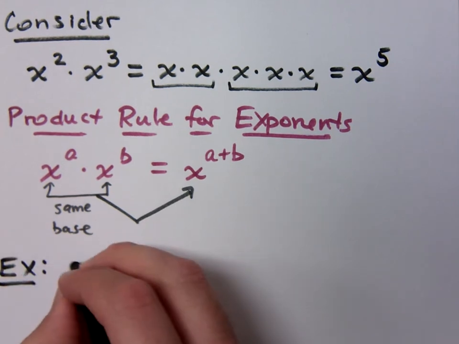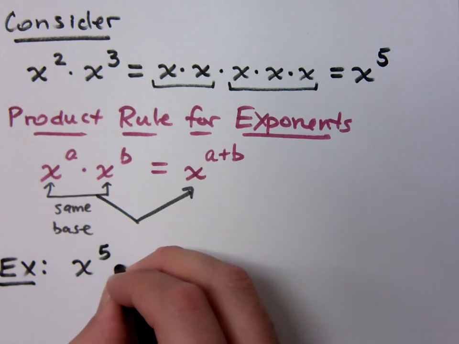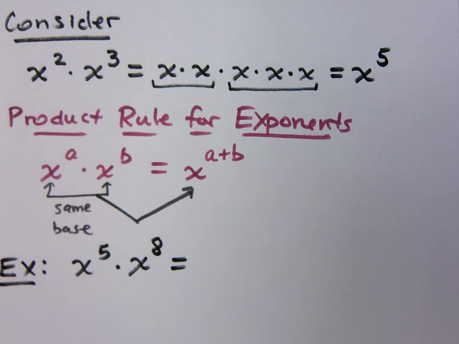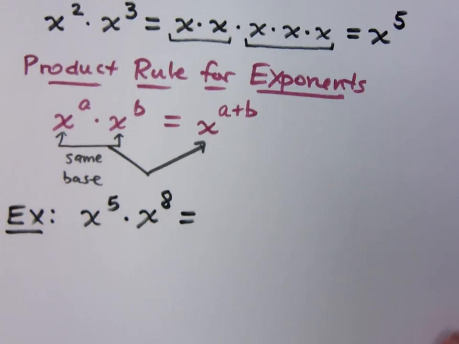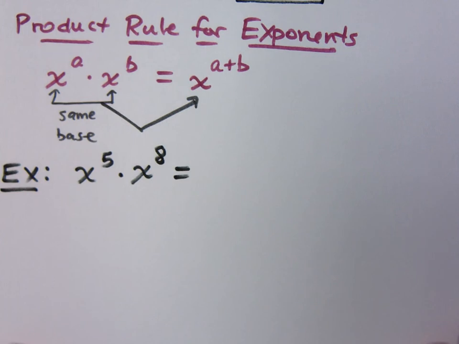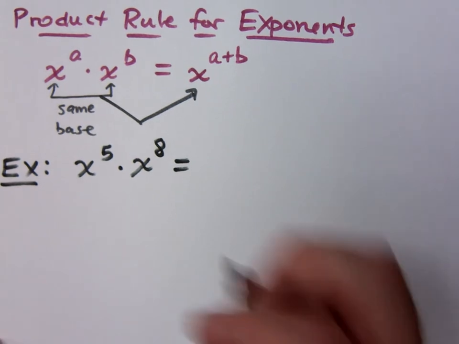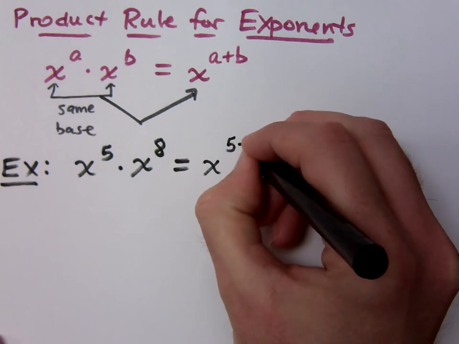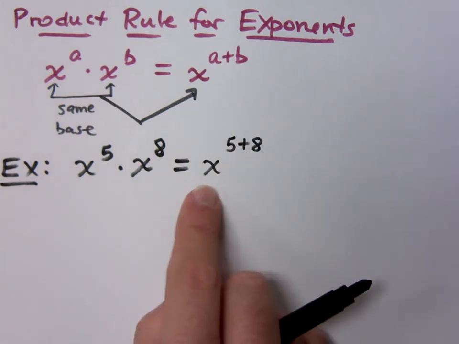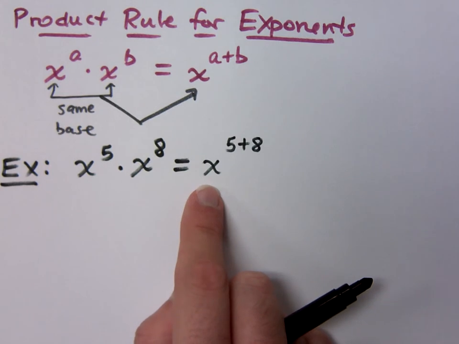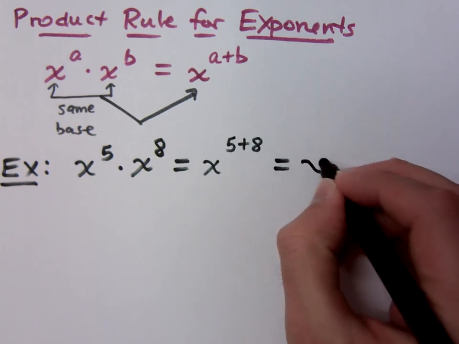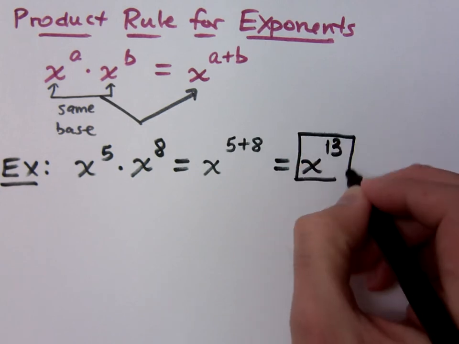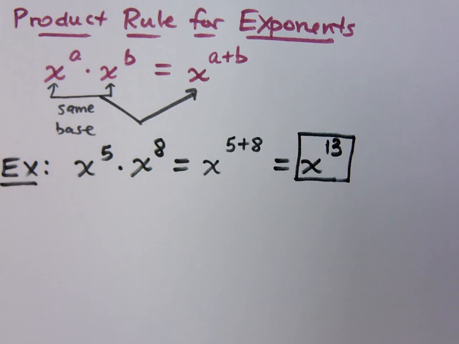For example, if I have x to the 5th times x to the 8th. Now I'm not always going to show all of the work that I'm showing right here, but just so you see how the product rule applies, it would say that you would take these exponents, 5 and 8, and you would add them together. You keep the base the same. The base doesn't change. It's still x. And so this, of course, is just x to the 13th power. Like that. Do y'all agree?